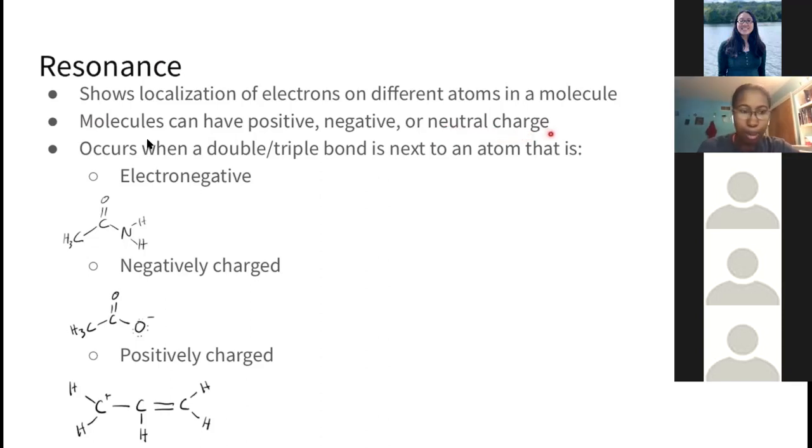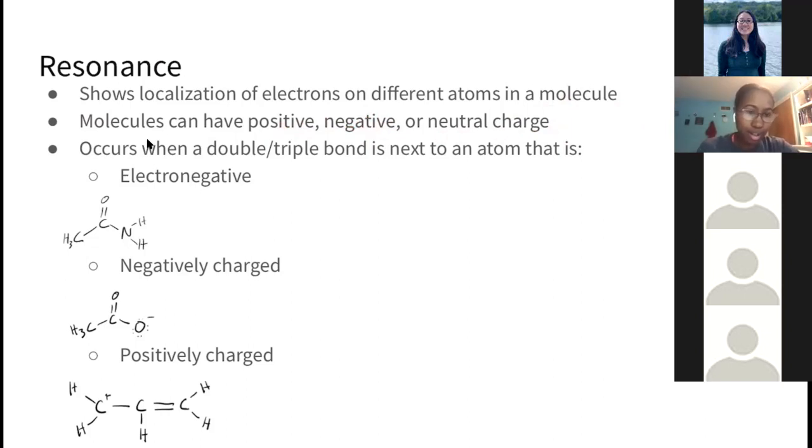When you draw resonance structures, your structures will always have the same charge from one structure to another. So if you started with a neutral molecule, you're only going to have resonance structures that are passing electrons around that have that neutral charge. Same with a positively charged molecule, you're only going to have resonance structures that are positively charged, and with a negative molecule, you would only have negative resonance structures. Got to keep the charge constant.